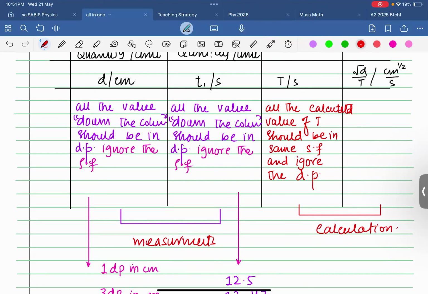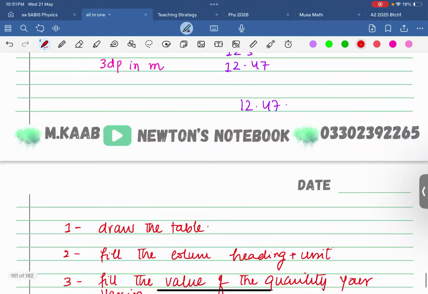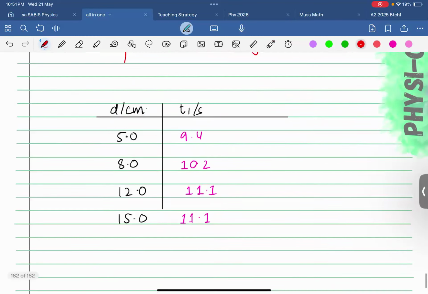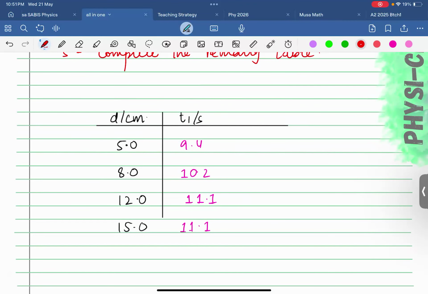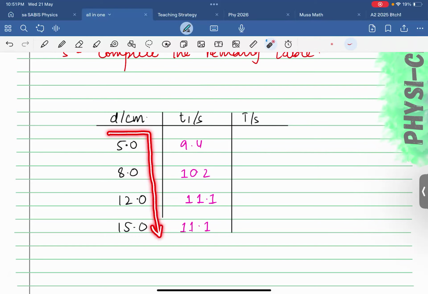Now, let's get back to this one. So I'm just writing down the rule and I will show you how to apply it. For T, you know that it is one oscillation. Reminding you one more thing: while performing the measurement, you go down the column. You go down the column. These are the two measurements.